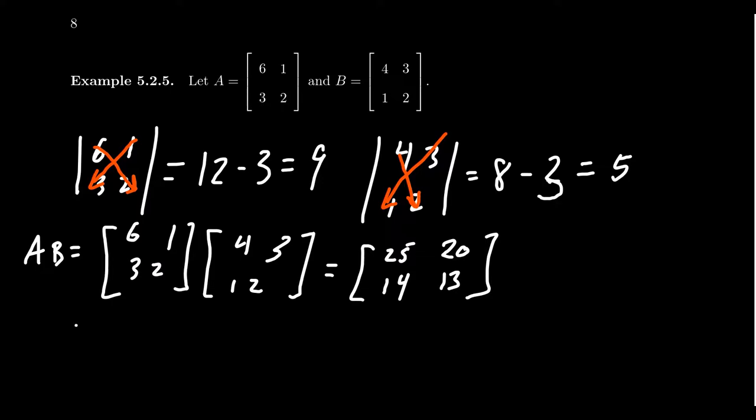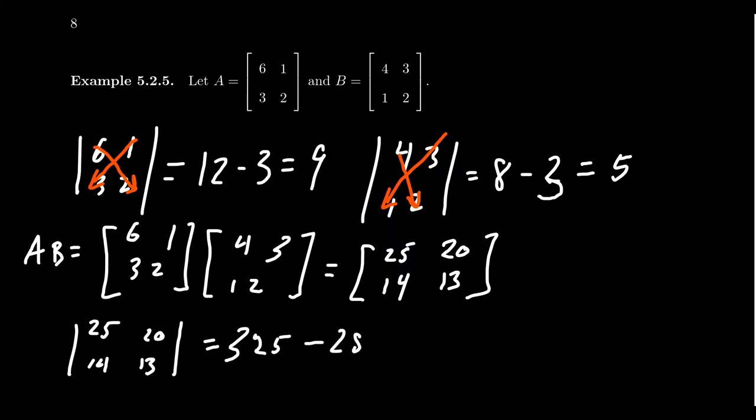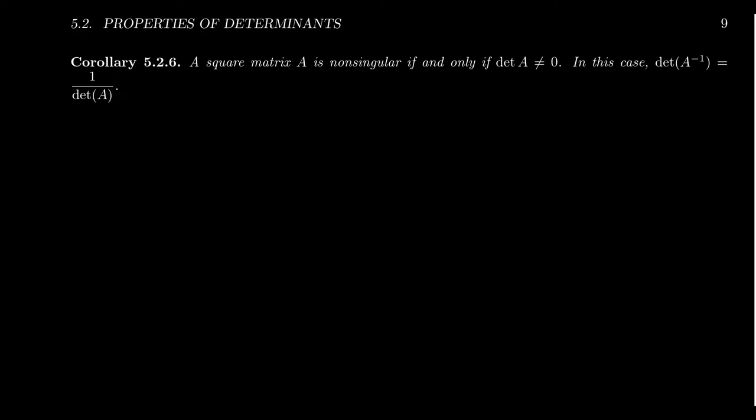So if we calculate the determinant of their product, 25, 20, 14, and 13, this one will be a little bit more difficult, but we can do it. 25 times 13 is equal to 325. And then we get 20 times 14, that's 280. And then 325 minus 280 equals 45. And 45, notice, is 9 times 5. So the product of the matrices has the determinant which is the product as well.